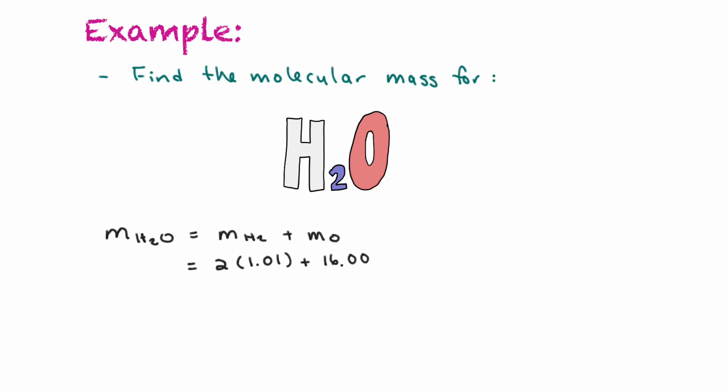16.00. So multiply that out, so we got 2.02 plus 16.00, and that makes a grand total of 18.02 atomic mass units. And that's how you solve for molecular mass.